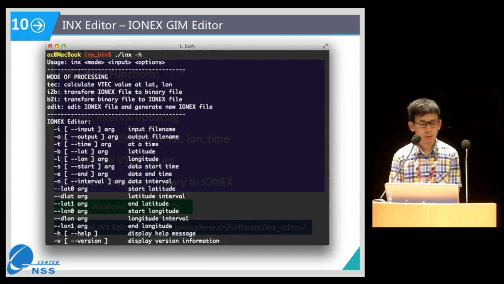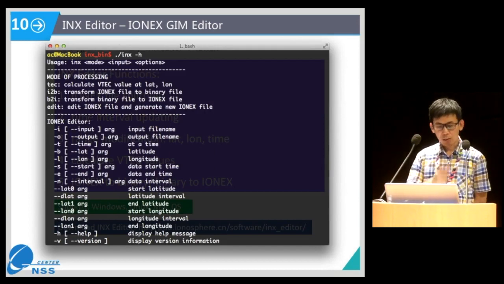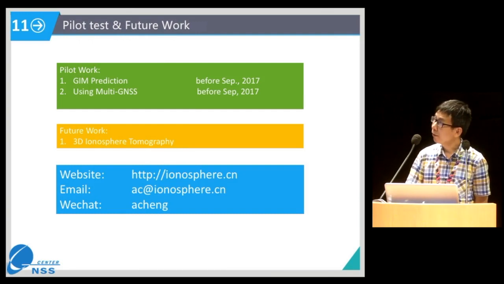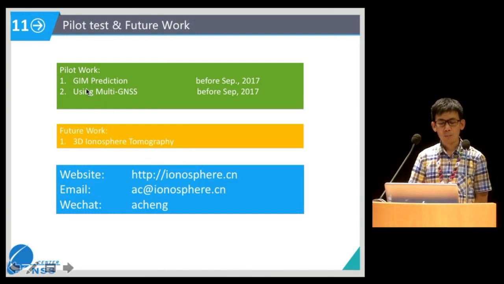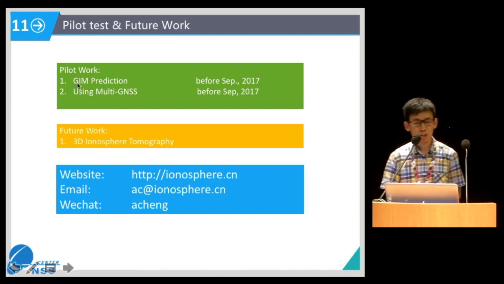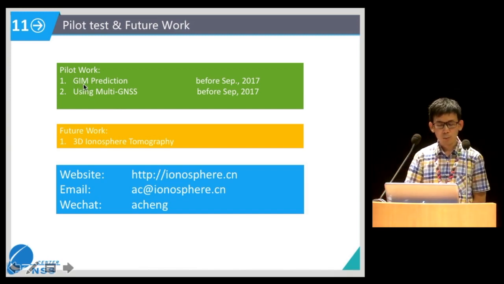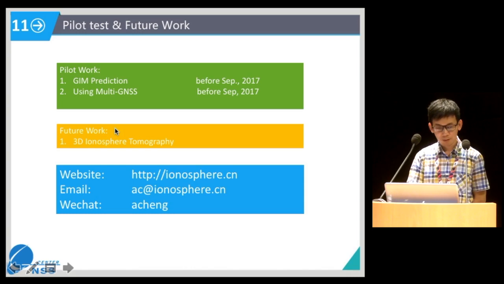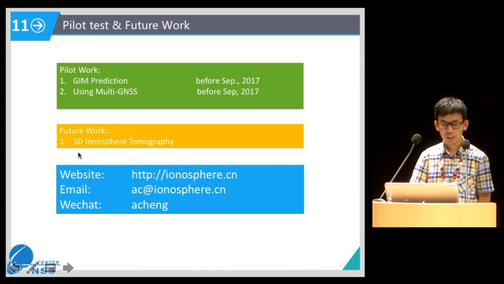Okay, I will conclude now. We have the GIM prediction products as well as the multi-GNSS real-time ionosphere products, which will be achieved before this September. And in the future work, we will focus on real-time 3-dimensional ionosphere tomography. Okay, thanks for your attention.